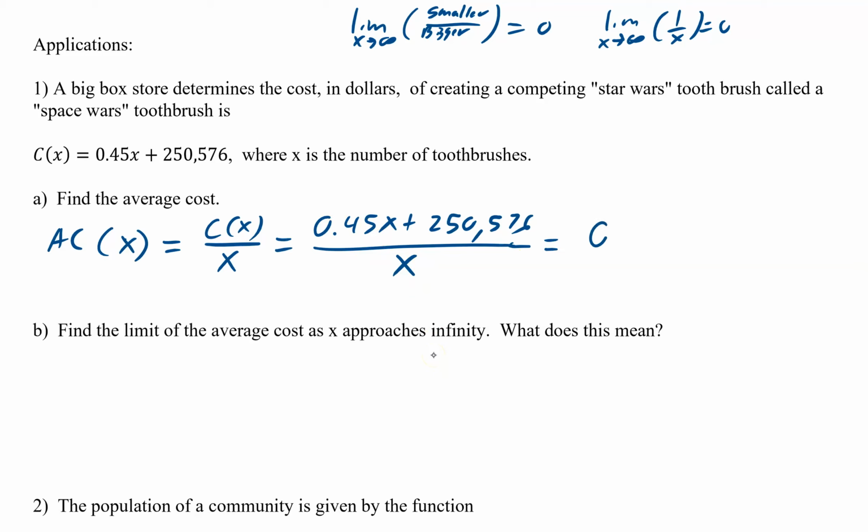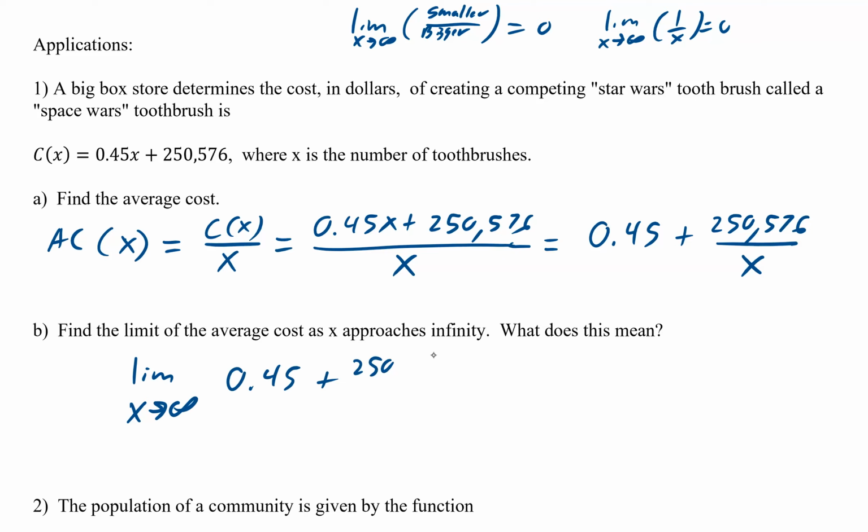So if we simplify this, we get 0.45 plus 250,000 over x. And so that is our average cost. So now the question is, find the limit of the average cost as our x approaches infinity. So this means as you approach making an infinite number of toothbrushes, which doesn't really exist, but you can think of it as billions of toothbrushes, what happens to that fraction? So anytime you see that x is bigger on the bottom, we get 0. So our limit here would be 45 cents.